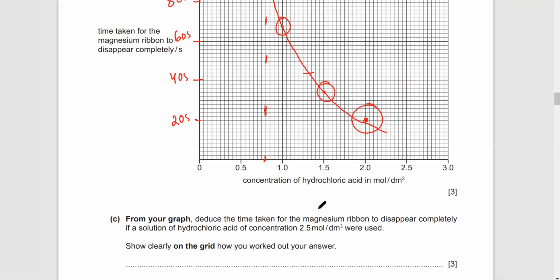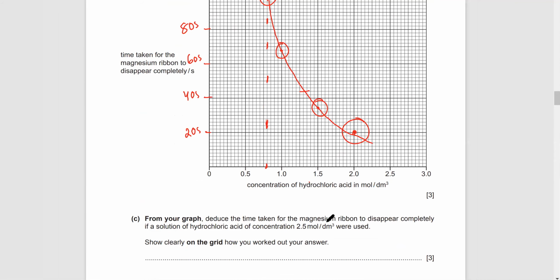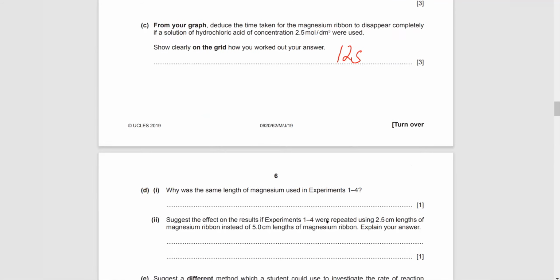From your graph, determine the time taken at 2.5 mole per dm3. So I'm going to extrapolate this. Right, make it over here at 2.5. I'm going to measure the time. So we can go and have a look over here. You have to show the construction lines. Make sure with a pencil. So whatever it is, I think it's coming out to be 12 seconds. I mean, you can do it more accurately on a piece of graph paper.